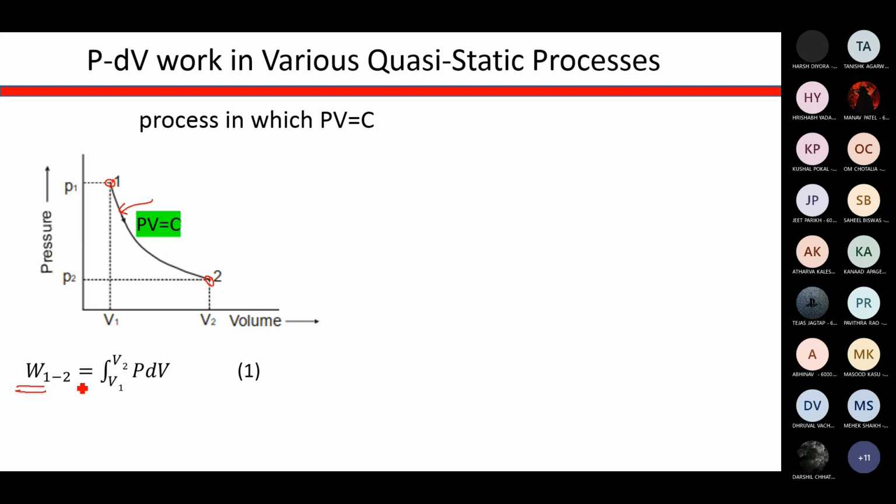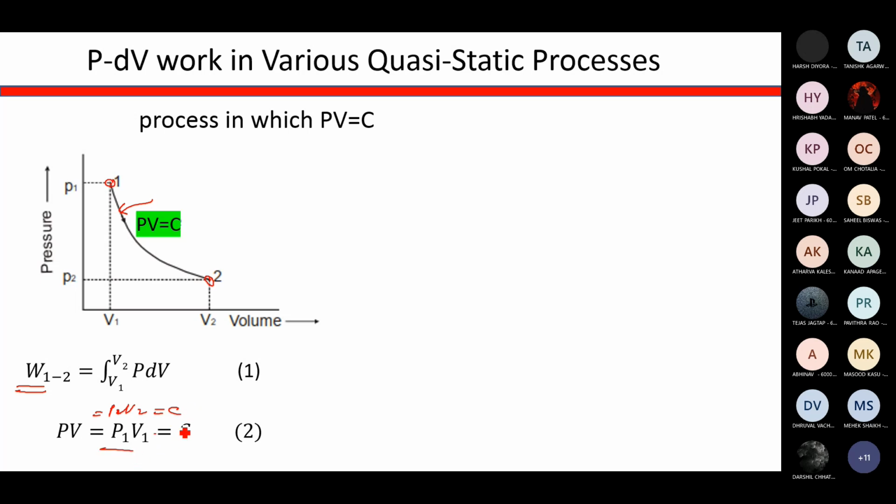So we'll always start with W1-2 equal to integral P dV. Right. So this is our equation 1. Now what we'll do is we'll use the law of the process itself. So we know that PV is equal to P1 V1 is equal to constant, right? So this can be written as P2 V2 also. It doesn't make any difference. So this is our equation 2.